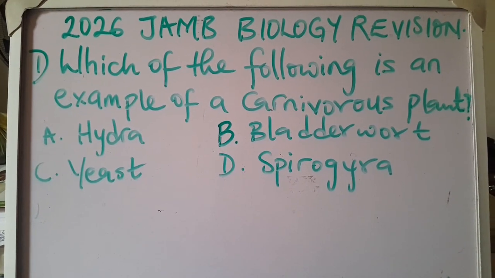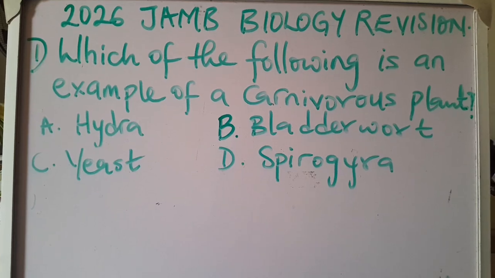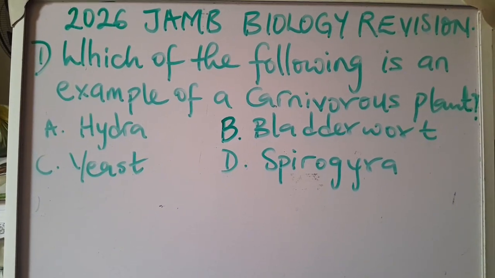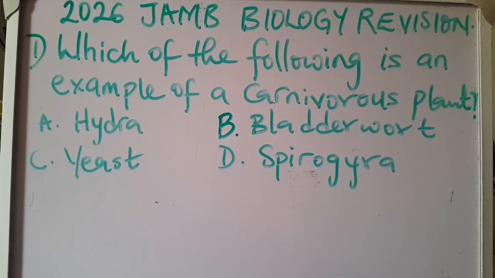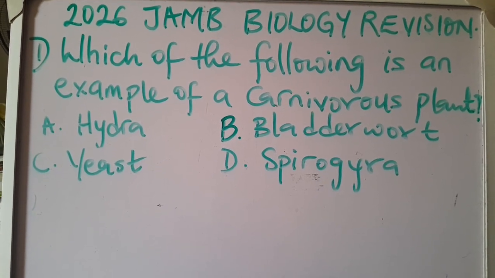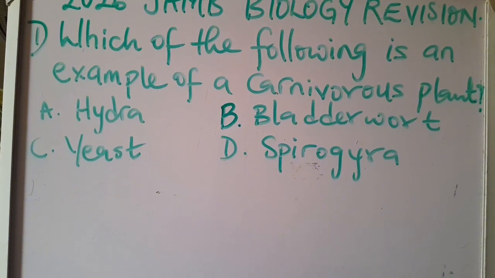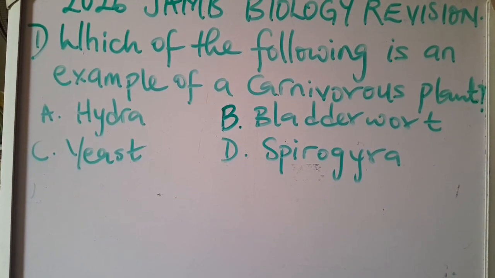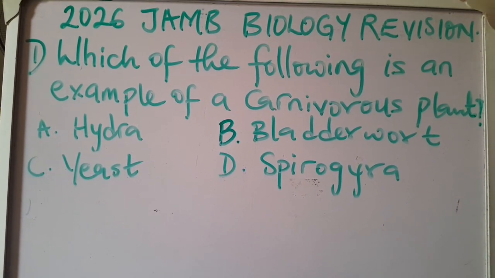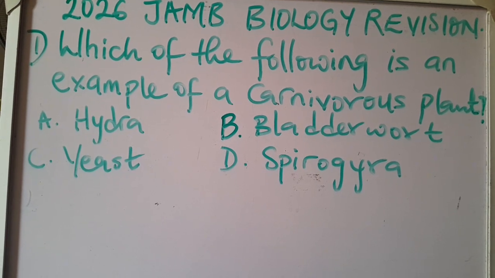Okay, so this year's 2026 JAMB biology revision, we're going to look at this first question here. If you have this question before you, what do you do? Now let's read. Which of the following is an example of a carnivorous plant? You have option A, Hydra, B, bladderwort, C, yeast, D, spirogyra.